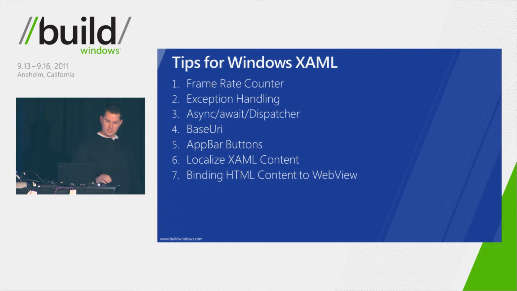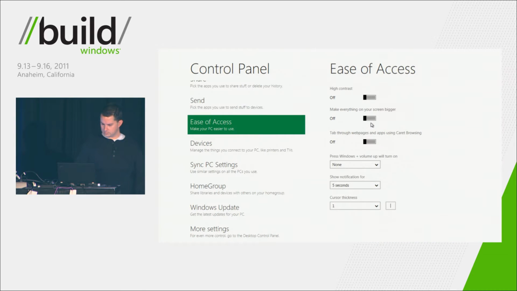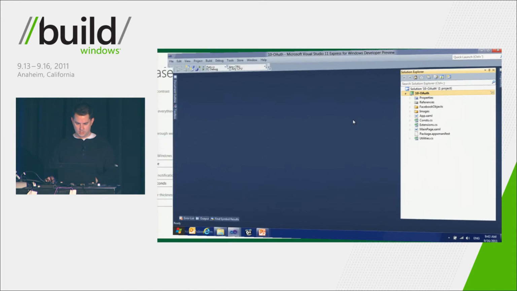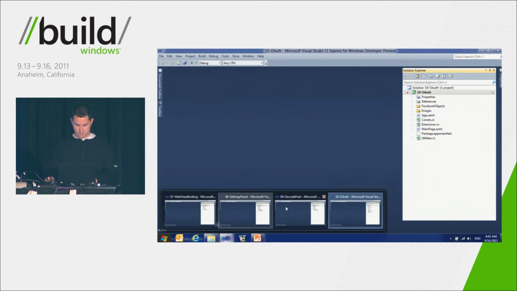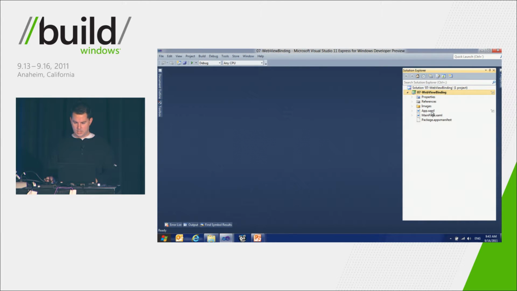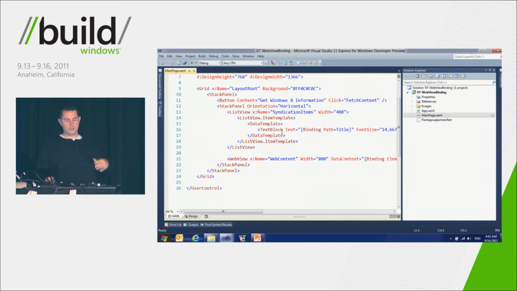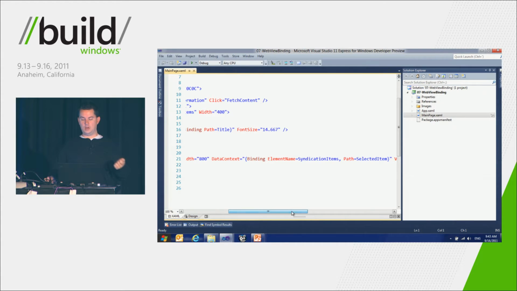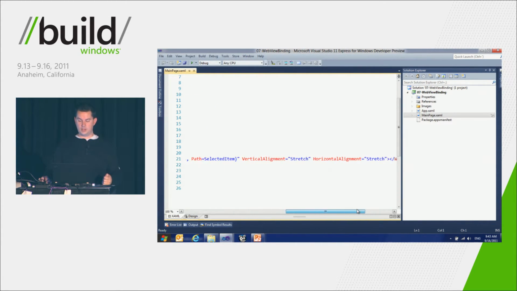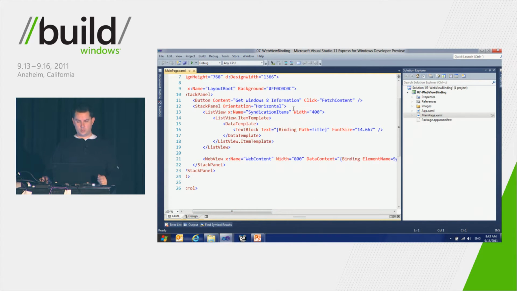Okay, so being able to bind HTML content to WebView. So we have a control called WebView that allows you to render HTML content. Let's take a look at that. And in here, I have an application that has a list view that's doing some binding to an RSS feed. And then I have a web view that when you select that, I want you to display, the data context is going to be the selected item. And ideally, I would want to display the HTML.